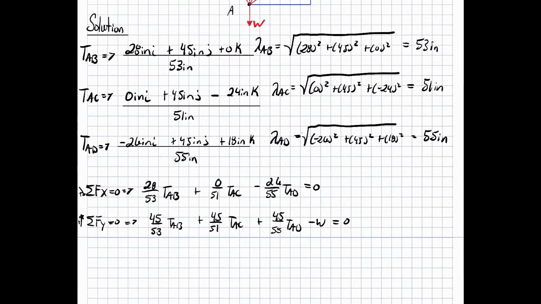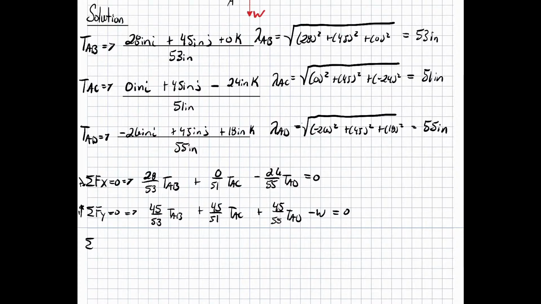Alright, continuing on, now we do the z. Forces in the z direction equals 0. We have 0 over 53 tension AB minus 24 over 51 tension AC and 18 over 55 tension AD is all equal to 0. Now, we were given that tension AD is equal to 924 pounds.